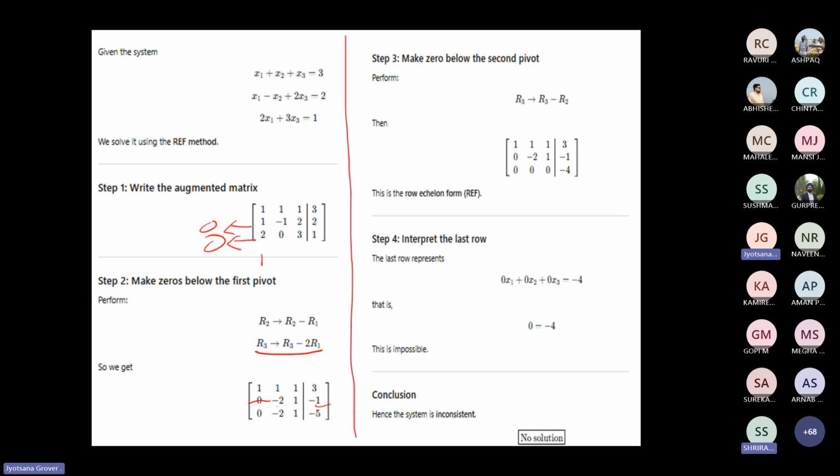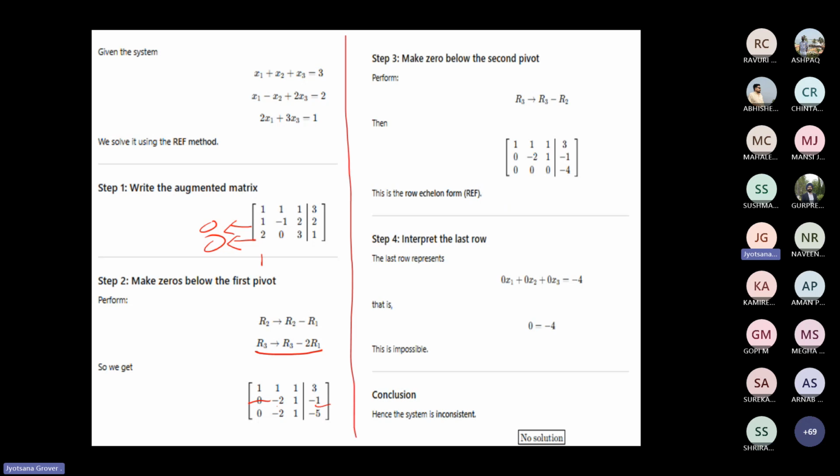Now the thing is, why are you getting an inconsistent solution here? The idea I'm trying to convey now is, please pay attention, I request. This is your A, this is your B. This is the augmented matrix. Now I told you also about how to find the rank. So what is the rank of the augmented matrix?